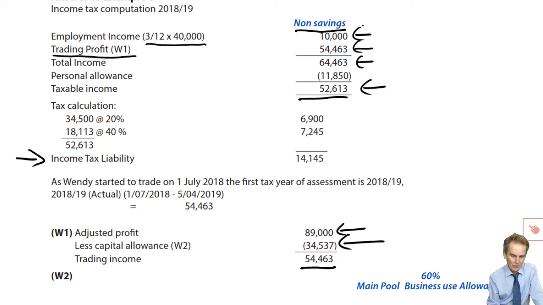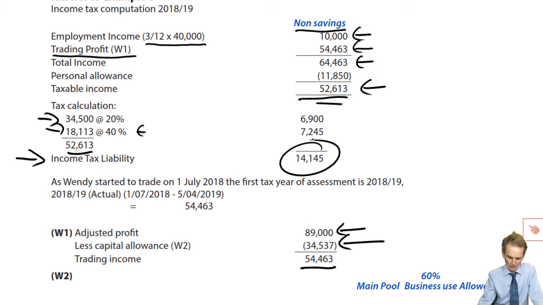You can see here it's all non-savings, so I haven't bothered here with showing a total income column as well. As it's non-savings, there's no extension of the basic rate band applicable here in relation to any personal pension contributions or gift aid payments. So it's your standard basic rate band limit of £34,500 that's charged at 20%, and then the balance of this taxable income to be taxed, of course, then at 40%. So hopefully giving us the correct figure of income tax liability.